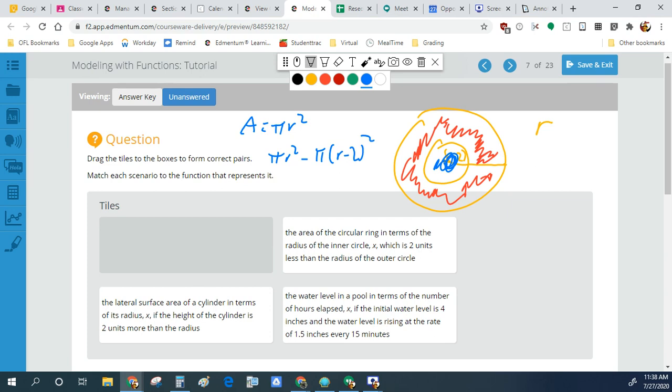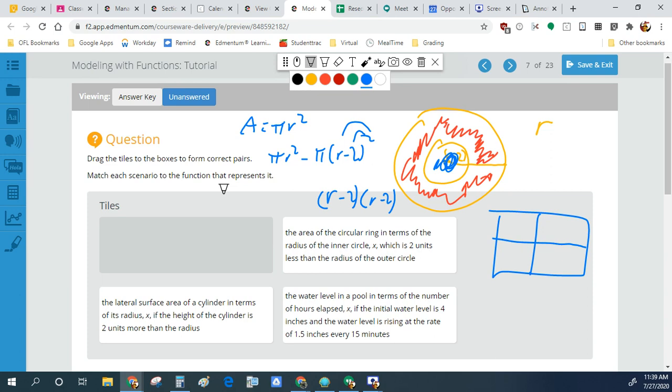Now, the problem that I see a lot of students do is they just distribute this negative, but that's not the way you want to do this. What you want to do here is r minus 2 times r minus 2, and then we have to FOIL this out. Or you can always box method it.